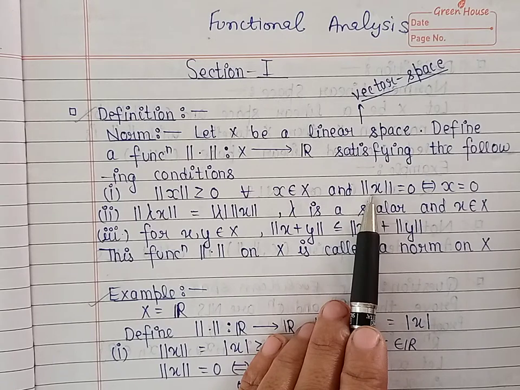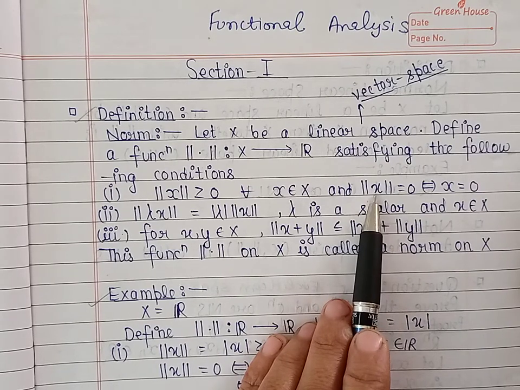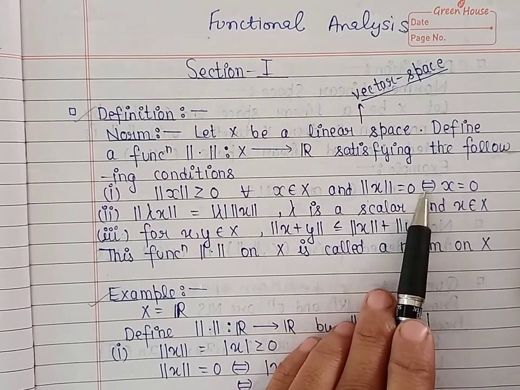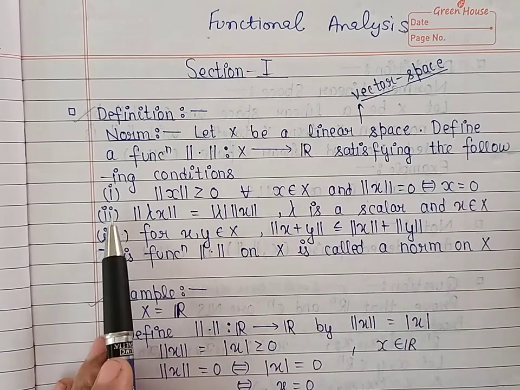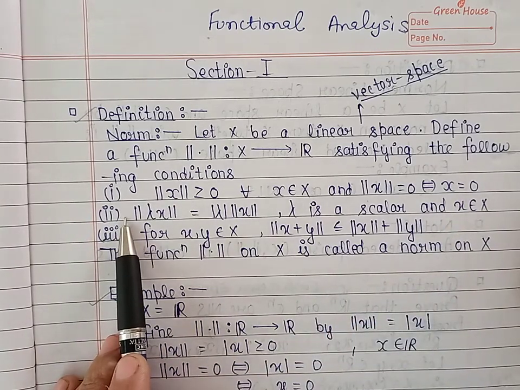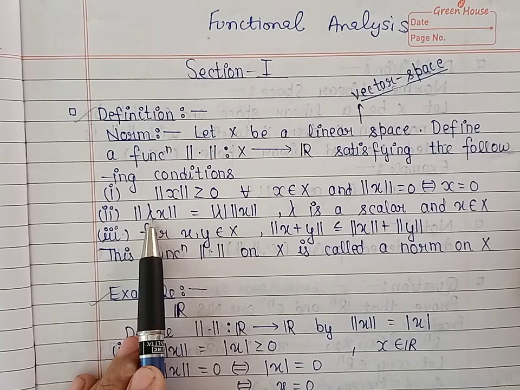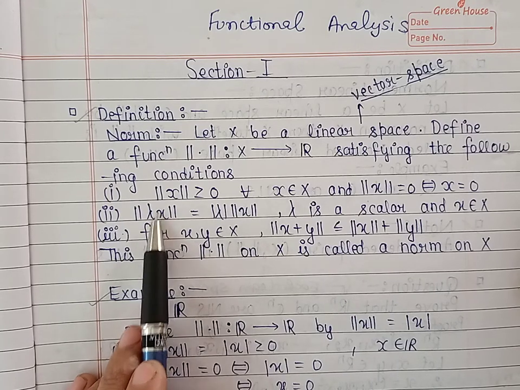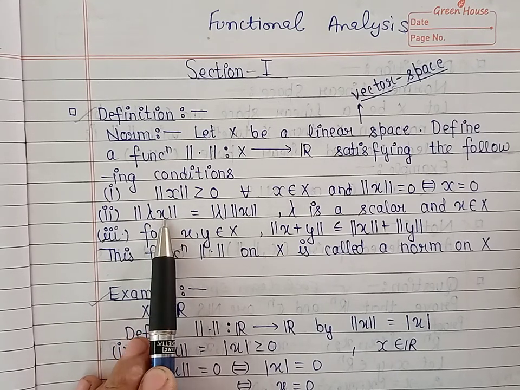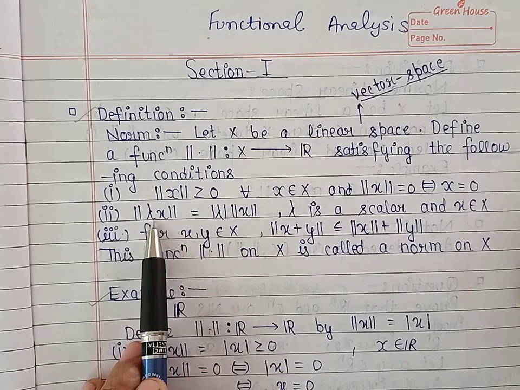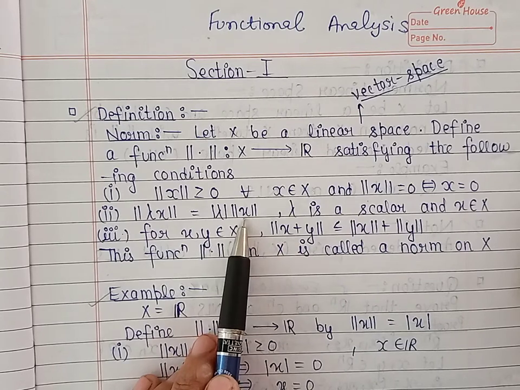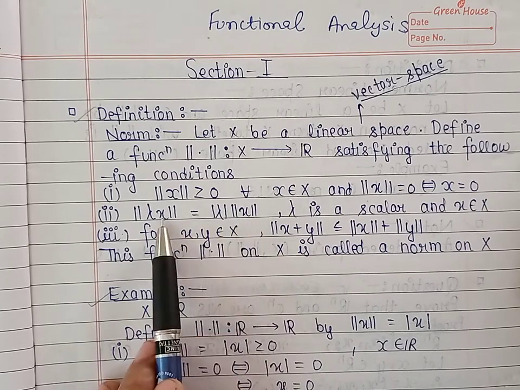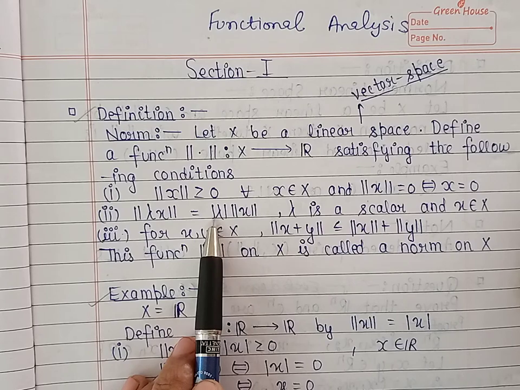Second property, norm of every element x belonging to the vector space X is 0 if and only if the element itself is 0. Next property, for a scalar lambda belonging to the field of scalars and this x belonging to the vector space X, norm of lambda x is equal to mod lambda into norm of x. This property is called absolute homogeneous property.